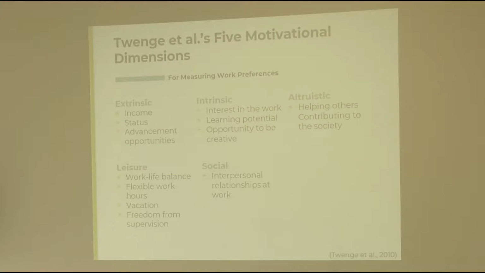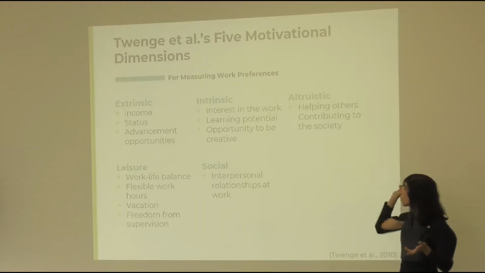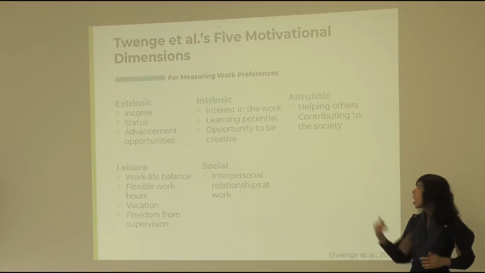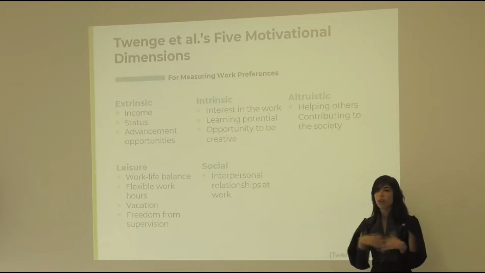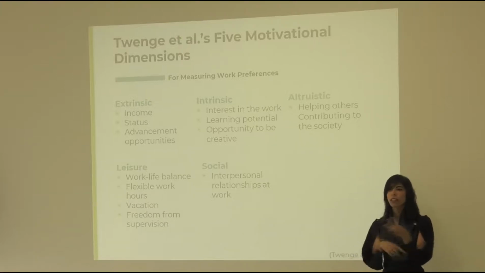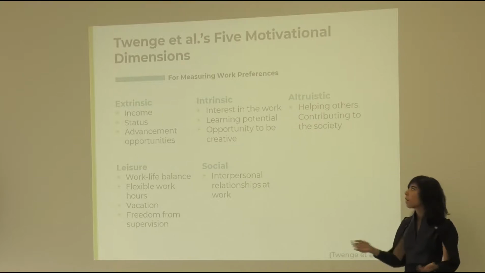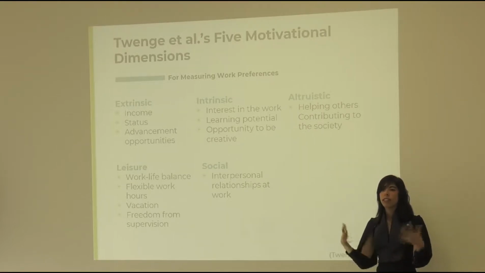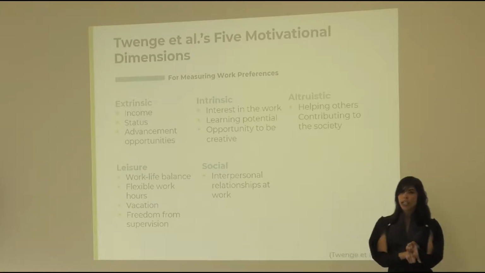The motivational theory of needs basically says that motivation can be segmented into 5 dimensions. So we have 5 dimensions: extrinsic, intrinsic, altruistic, leisure, and social. And each dimension has motivation factors under it. So the extrinsic dimension is the one that's related to things external to the job. You have the salary, the status, the position, the reputation of the company. The intrinsic dimension has factors that are related to things innate in the job. So am I learning? Is it interesting?